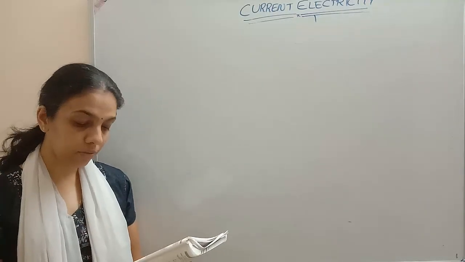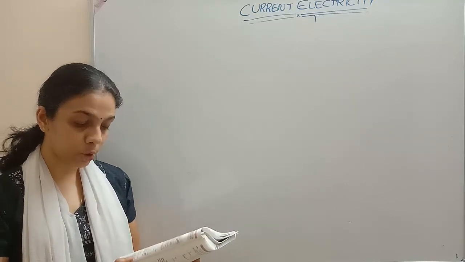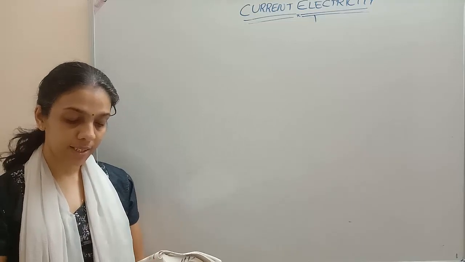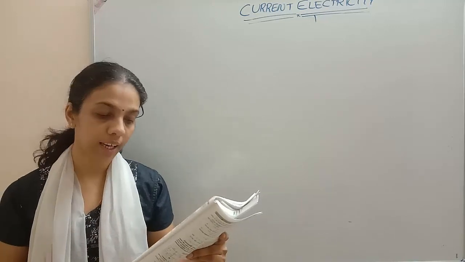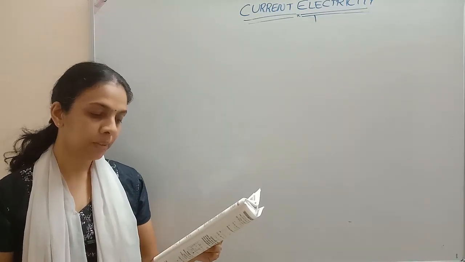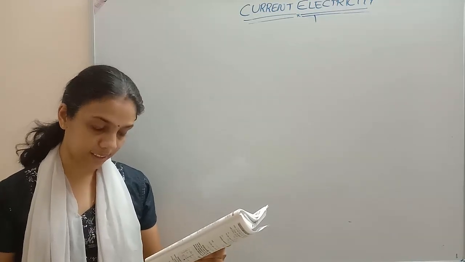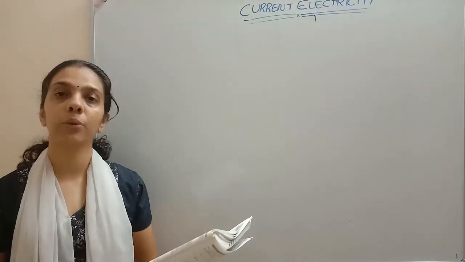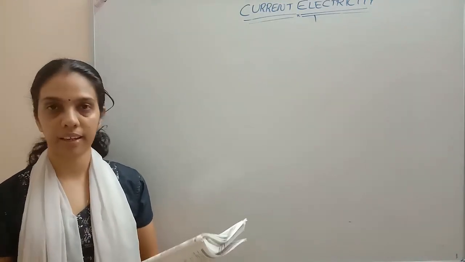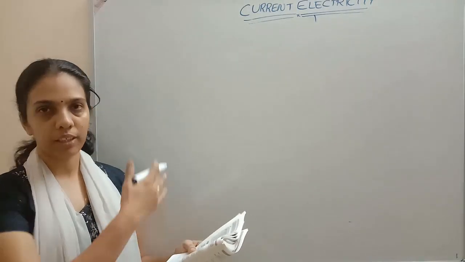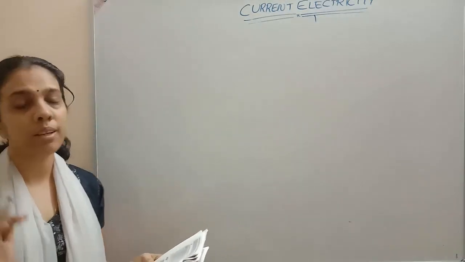So the next one: two cells of EMF 1.5 volt and 2 volt, internal resistances 1 ohm and 2 ohm, are connected in parallel so as to send current in the same direction through an external resistance of 5 ohm. Draw the circuit diagram using Kirchhoff's rules. Calculate the current through each branch of the circuit and the potential difference across the 5 ohm resistance. Yesterday I drew the circuit diagram and we didn't find the current. So today we should find the current in the same way as we did before, and the potential difference across the 5 ohm resistance we will find out.